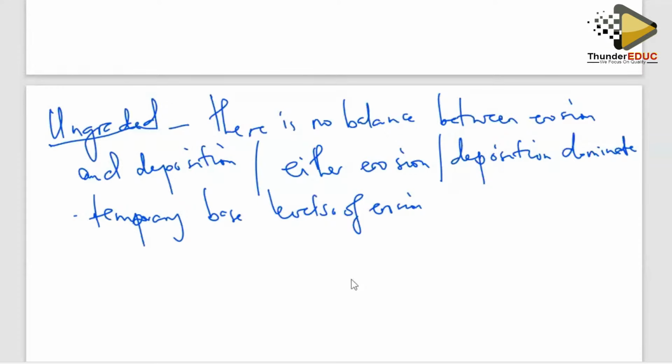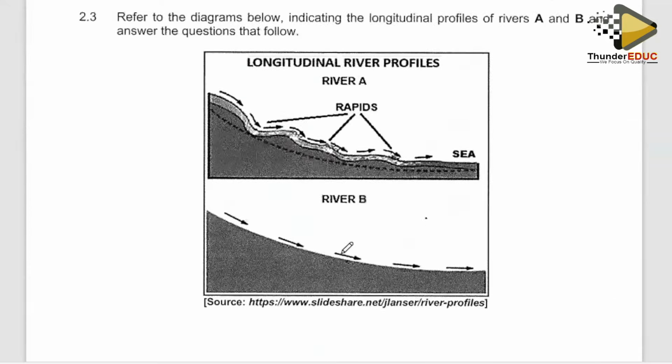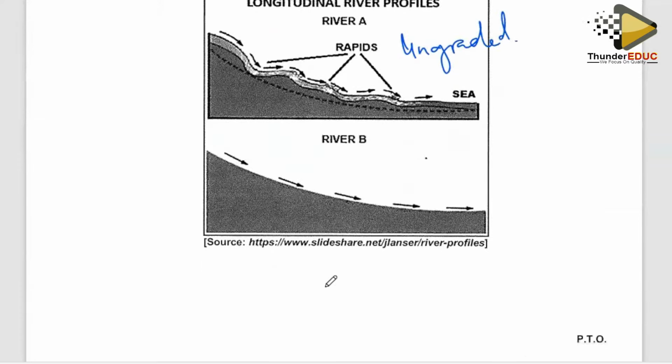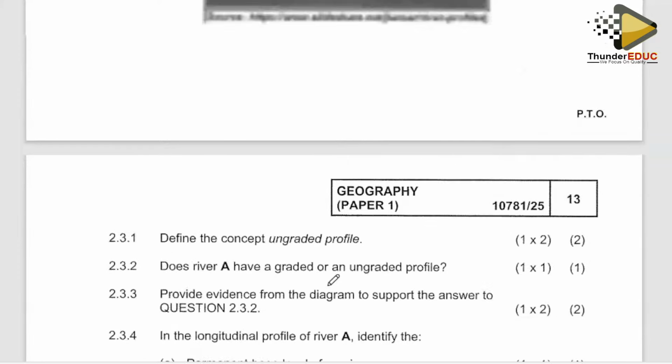If they are not equated to each other, then the river becomes ungraded, and also will experience a situation whereby the river will have some temporary base levels of erosion along its channel. Right, going on to the next question, does river A have a graded or an ungraded profile? A is ungraded. We have mentioned that. Right, provide evidence from the diagram to support the answer.